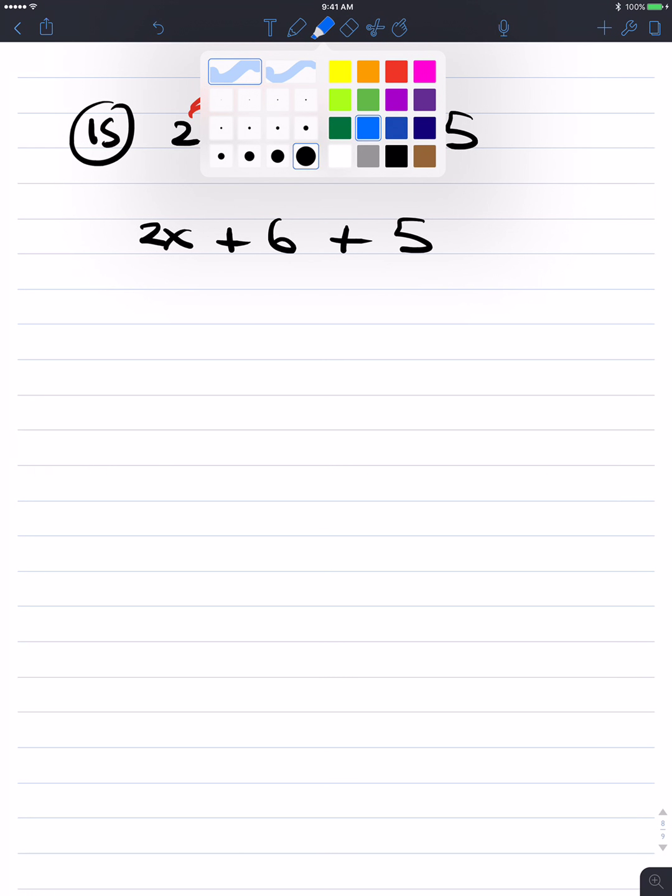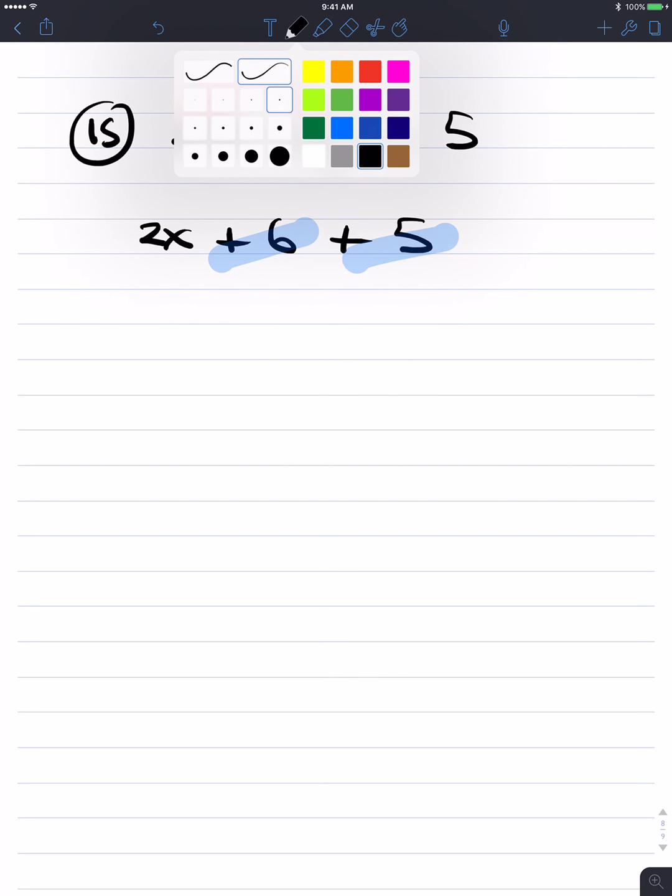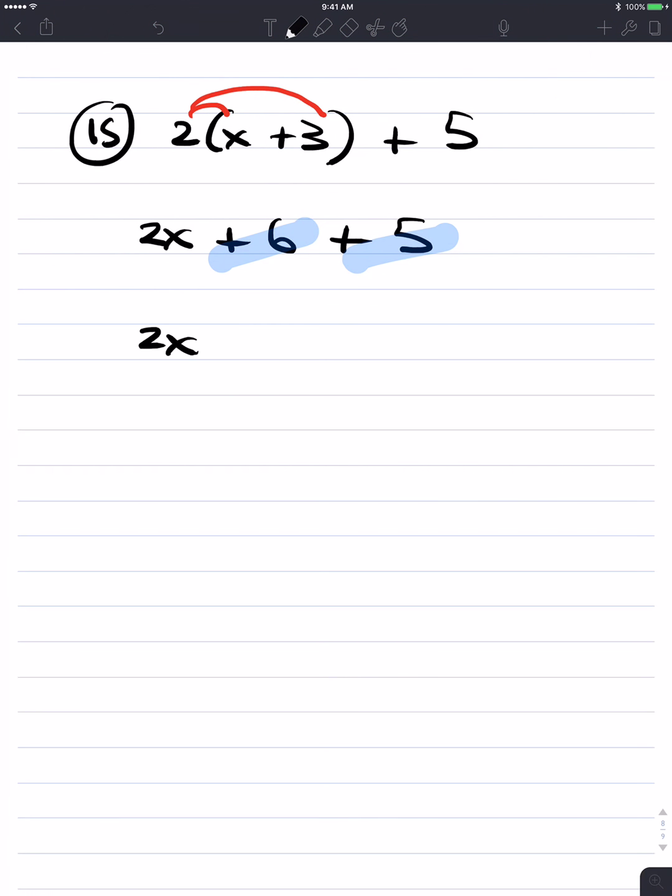If we now identify the terms that are like, 6 and 5 are the only terms that we can combine. These are the terms that are like. So we get 2x plus 11. We are done. Number 15.